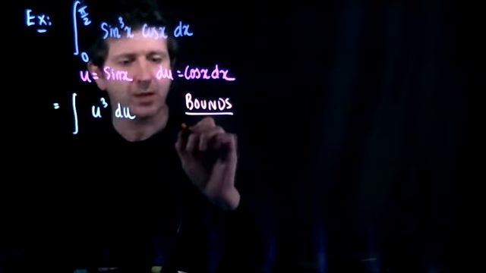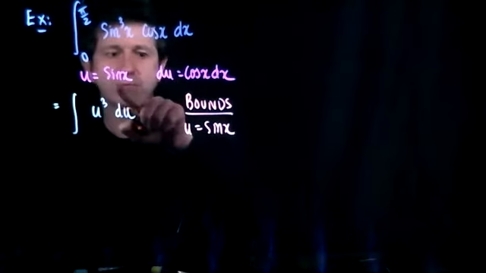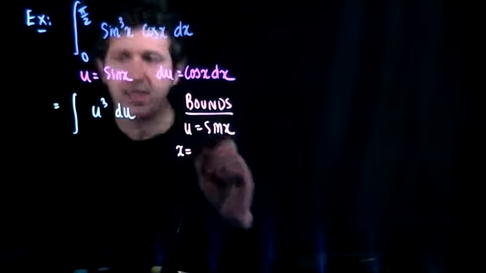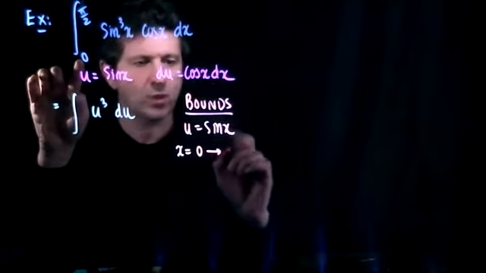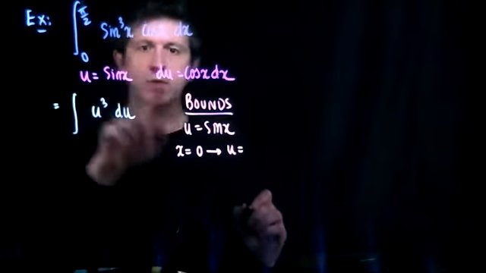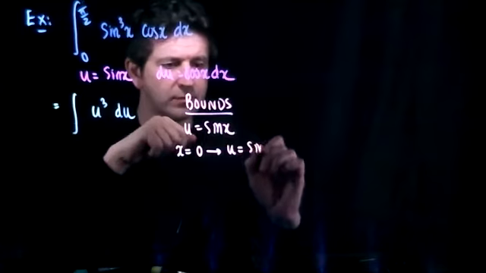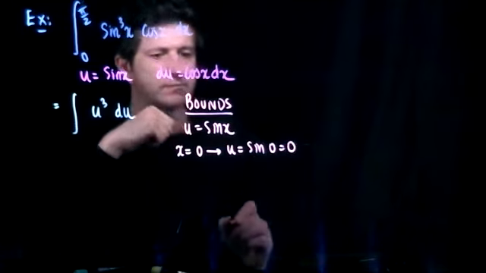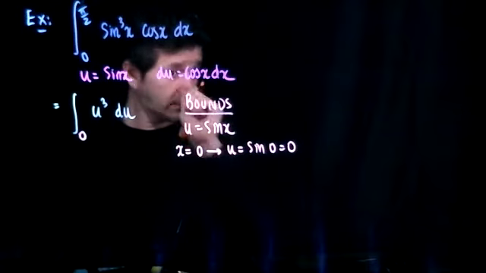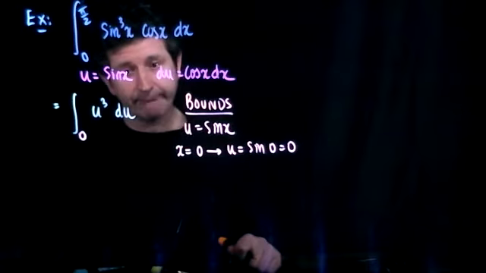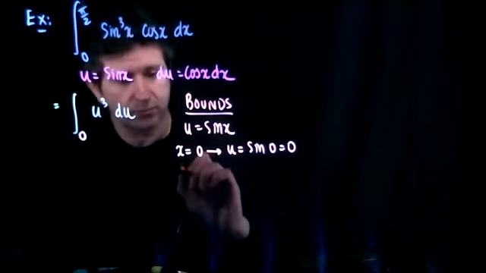Okay, so I know that u is sine of x. That's my substitution. So if x is 0, right? If x is 0, what's u? Well, u is sine of 0, right? u is sine of 0, which is 0. So start at 0. Okay with this? But if x is pi over 2.